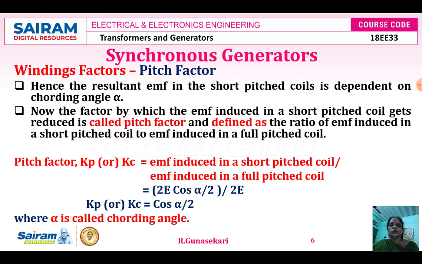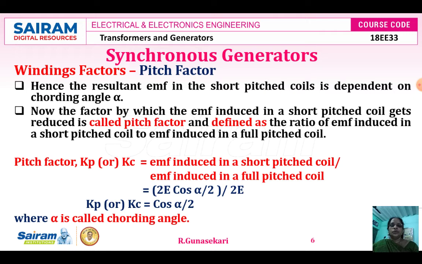So 2E cos alpha by 2 divided by 2E, that is short pitched coil EMF divided by full pitched coil EMF. Therefore the pitch factor Kp or Kc equals cos alpha by 2. This is the final formula for the pitch factor of synchronous generators, where alpha is called the shorting angle or short pitched angle. This is the procedure for deriving the pitch factor.